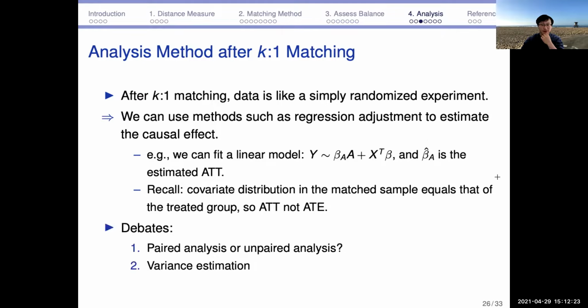In fact, there are a lot of debates in terms of the exact analysis method to use for matching. In particular, here are the two debates. One is, do we use paired analysis or unpaired analysis? The second one is how do we do variance estimation? We'll delve a little bit more into details of these two debates on the next two slides.